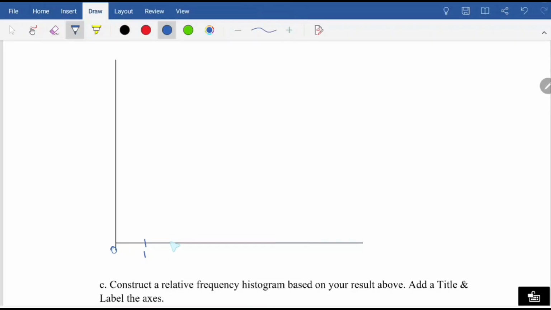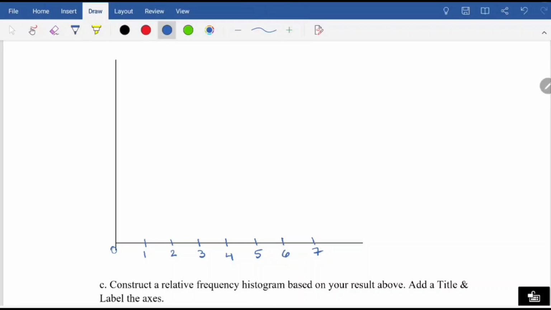So let's make this a little bit bigger. So 1, 2, then a 3, 4, 5, 6, and let's make 7 here.